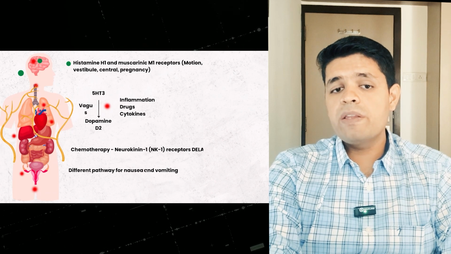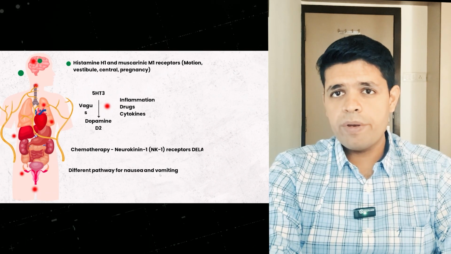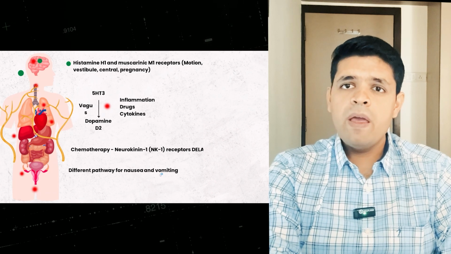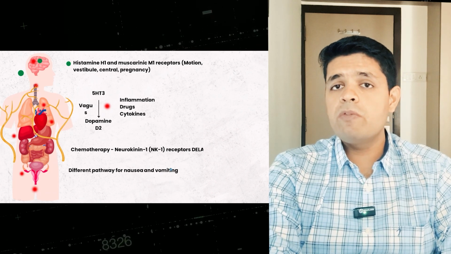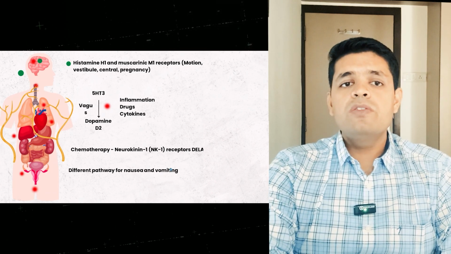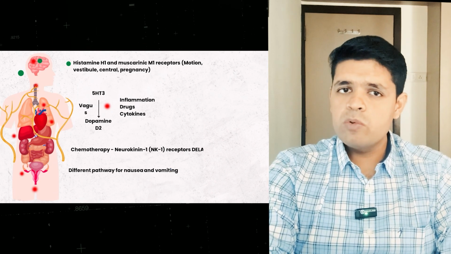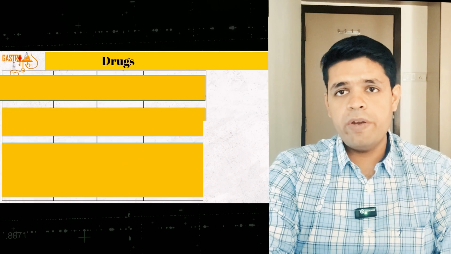Always remember that there are different pathways for nausea and vomiting. So there will be many patients who will have only nausea without vomiting, and there will be patients in whom there will be vomiting without nausea. So keeping in mind these receptors, we will now move to which drugs to use and when to use.